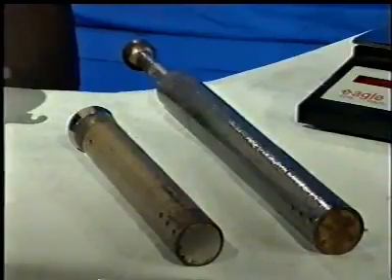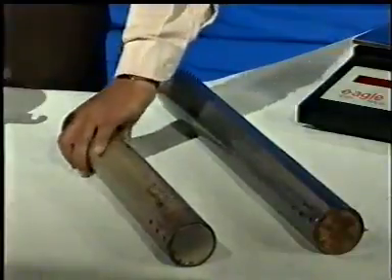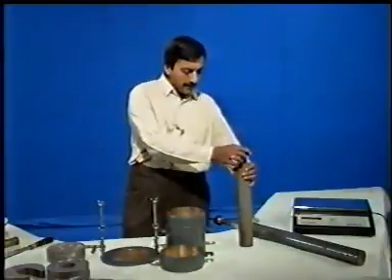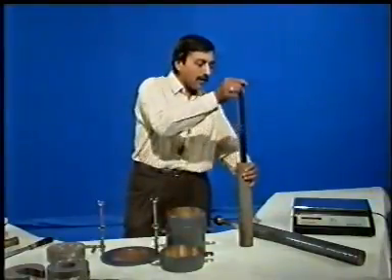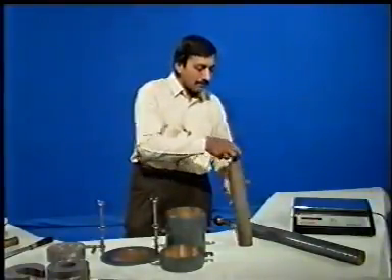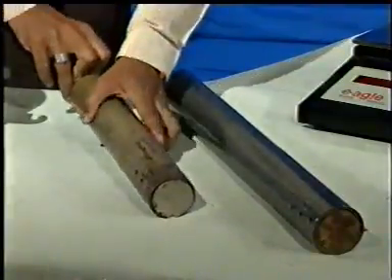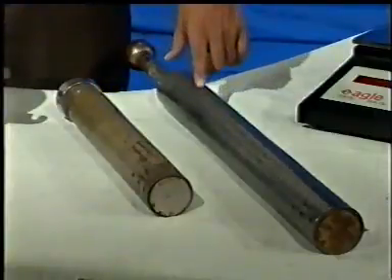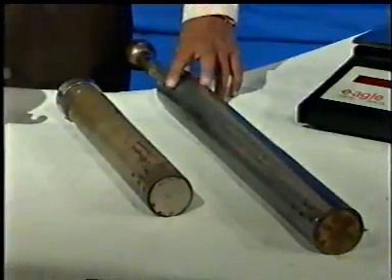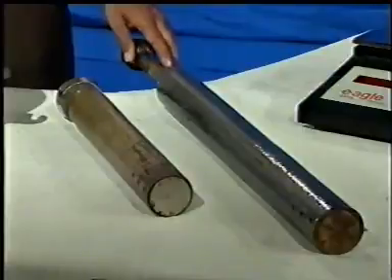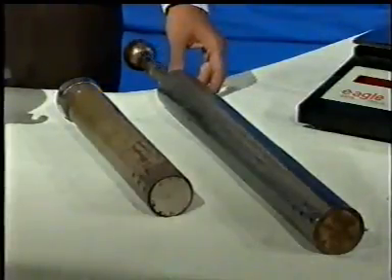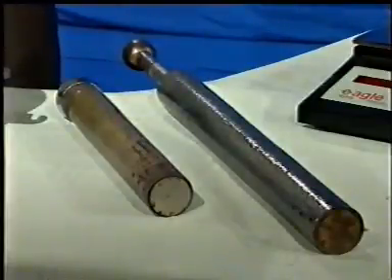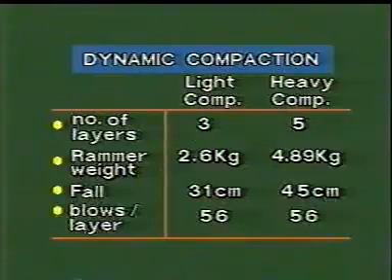In light compaction, the specimen is prepared by filling it in 3 layers using a 2.6 kg rammer with a free fall of 31 centimeters. A 56 number of blows are given to each layer. In heavy compaction, the specimen is compacted in 5 layers using a 4.89 kg rammer with a free fall of 45 centimeters, giving 75 blows to each layer.